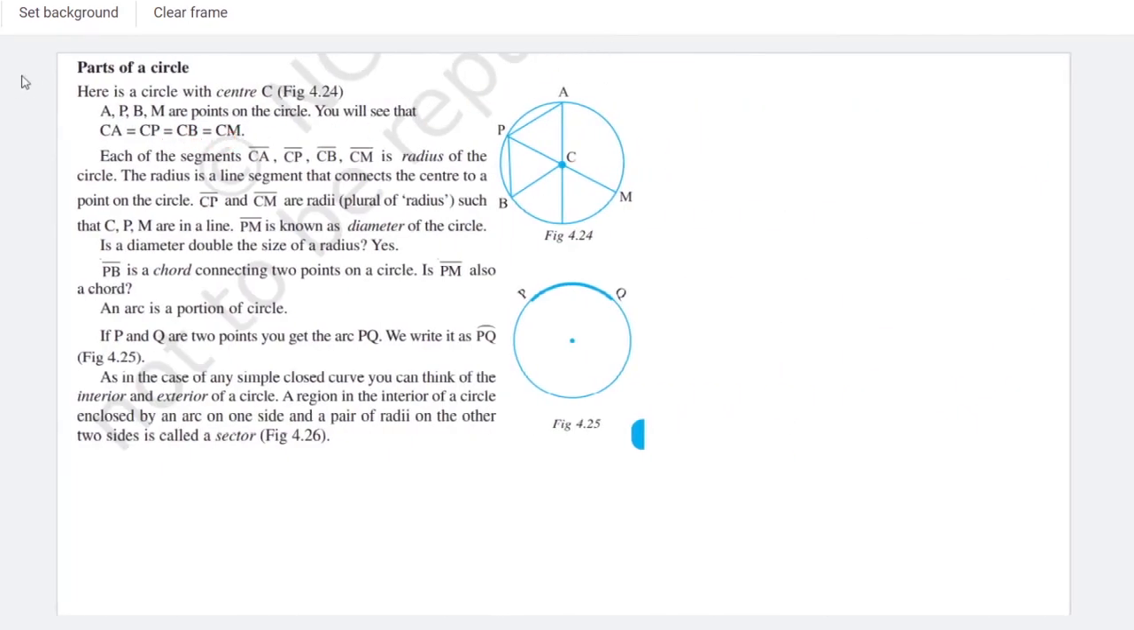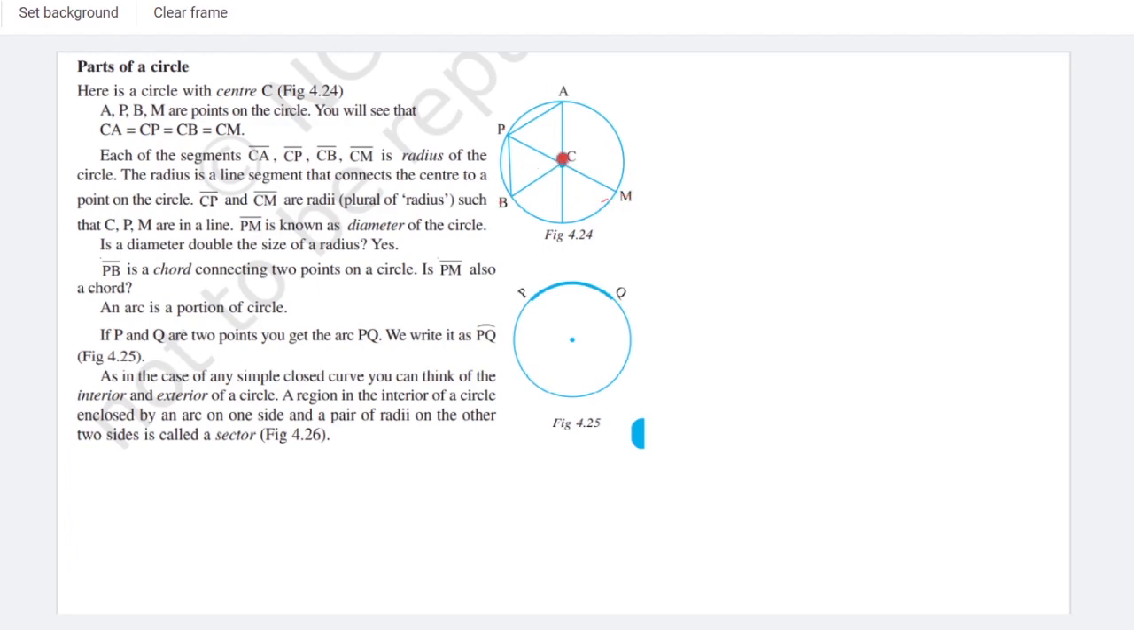Let us see the parts of a circle. A circle will have a center. So this is a circle. This point C is the center. A, P, B, M are points on the circle. So on the circle there are some points A, P, B, and M.